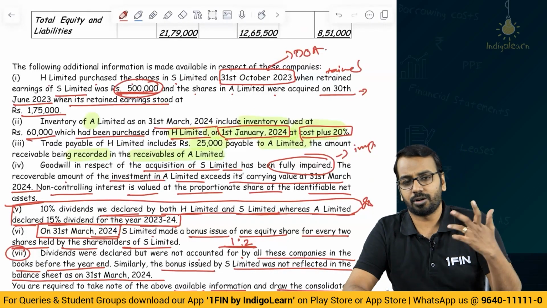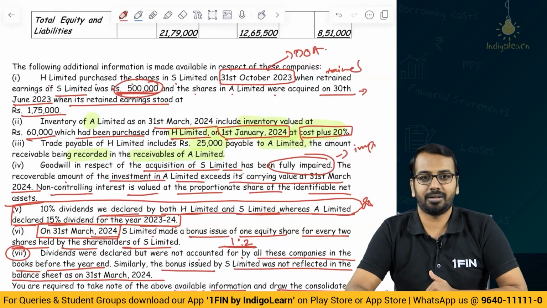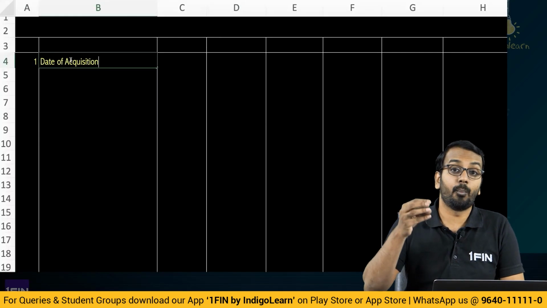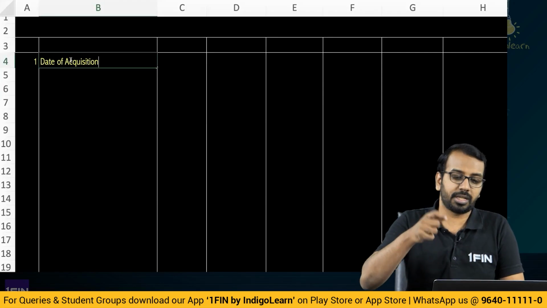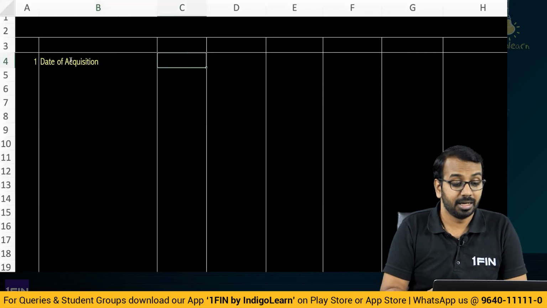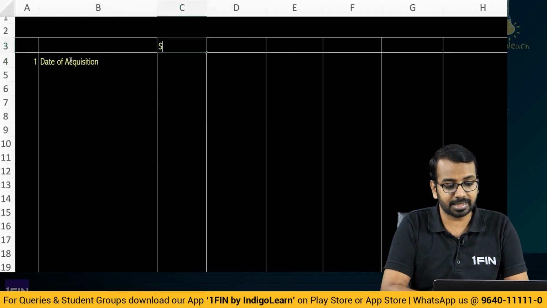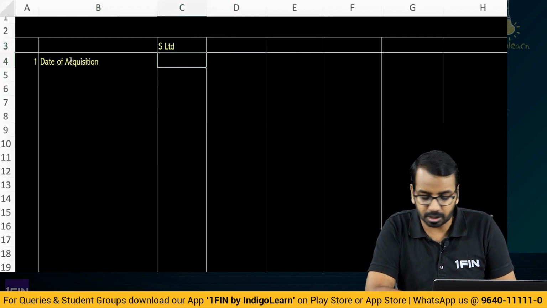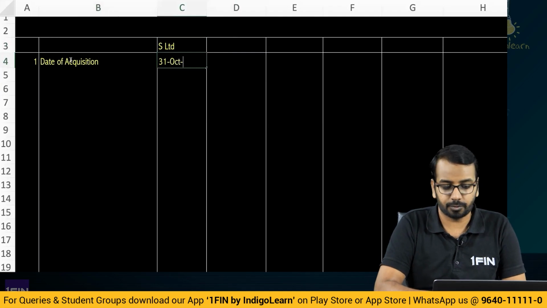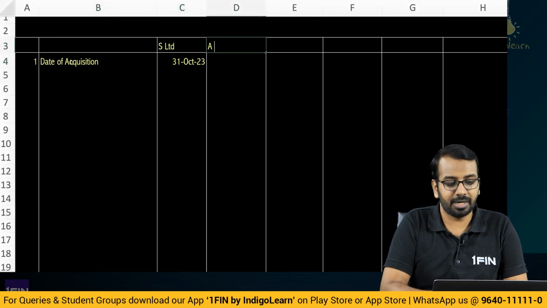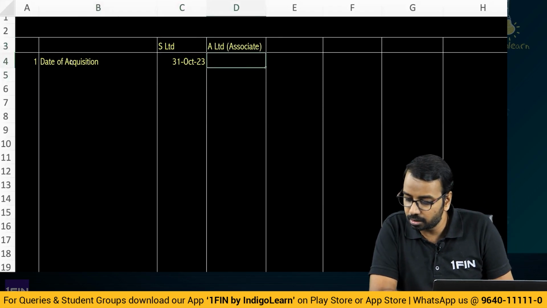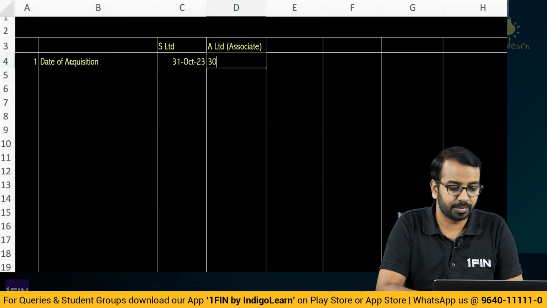How do we solve this particular question in a step-by-step manner? First thing, date of acquisition. See, you don't need to write this in the examination, but while practicing, you should be sure that you have selected the dates correctly. Now, date of acquisition for S Limited: they have said the date of acquisition is 31st of October of 23. And for A Limited, it's not actually an acquisition when it became an associate. That is on 30th of June of 23.